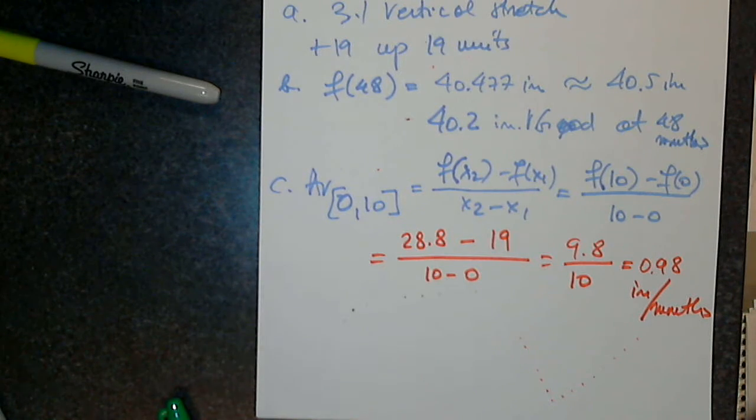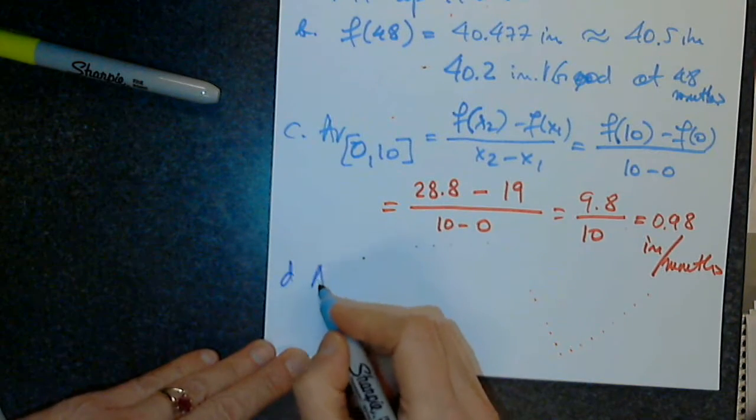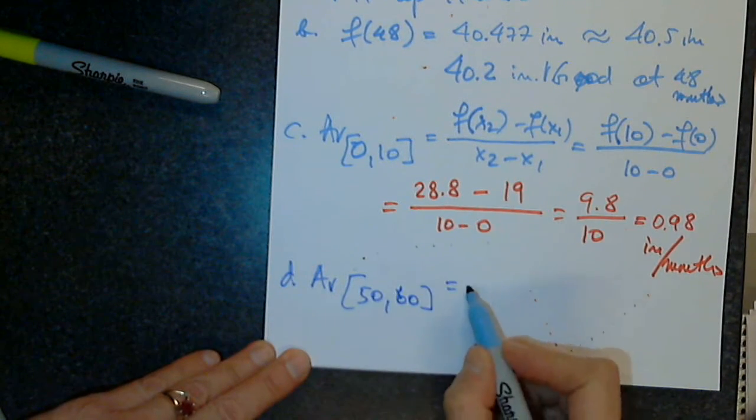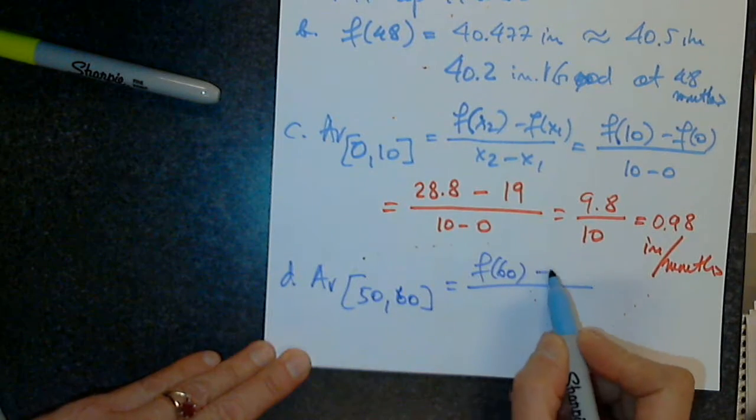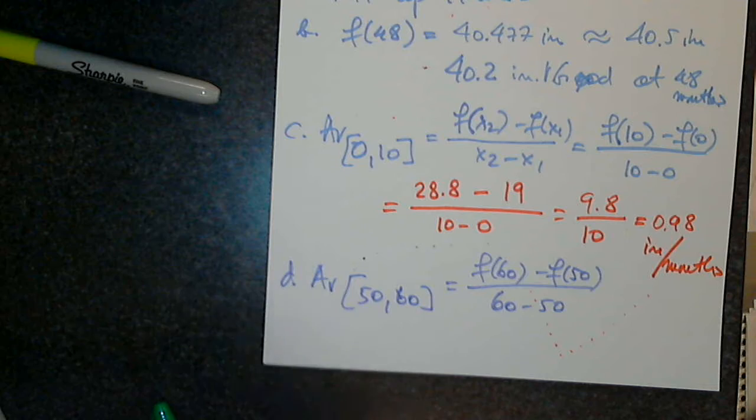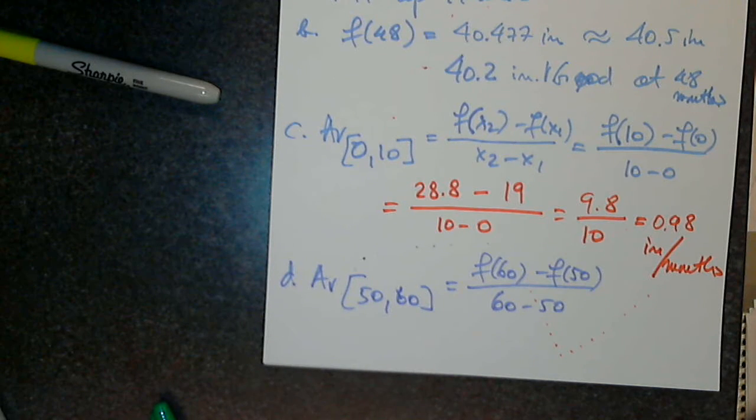and 60. Final question. Average rate between 50 and 60. So I have to find f of 60 minus f of 50 over 60 minus 50. Question: which of these two rates, before we determine the second one, should be faster, should be larger? Right. Between 50 and 60, the growth slows down. This is what we expect. Let's see if that happens.